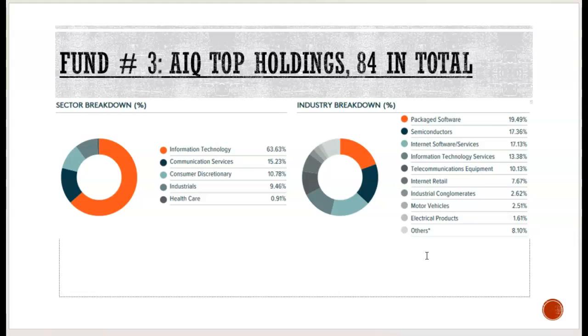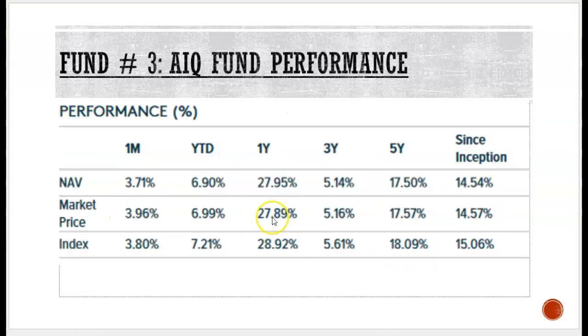You got packaged software at 19%, semiconductors at 17%, internet software and services 17%, information technology services general 13%, telecommunications equipment, so that's the hardware portion that they were talking about, 10%. Then from there, you've got internet retail, industrial conglomerates, motor vehicles, and electronical products. And then finally, other. Let's jump into that performance. Let's take a look at that performance.